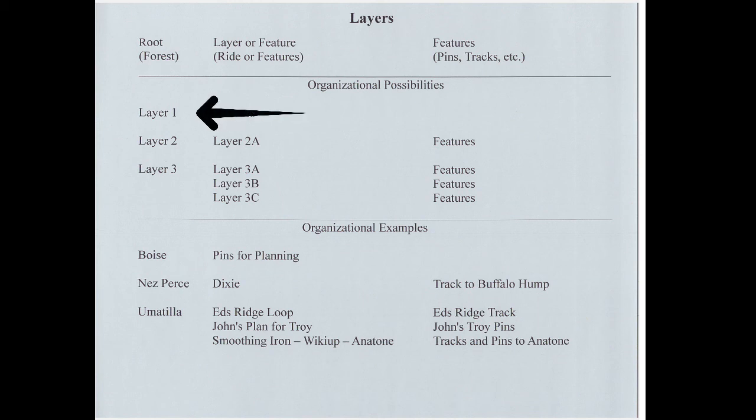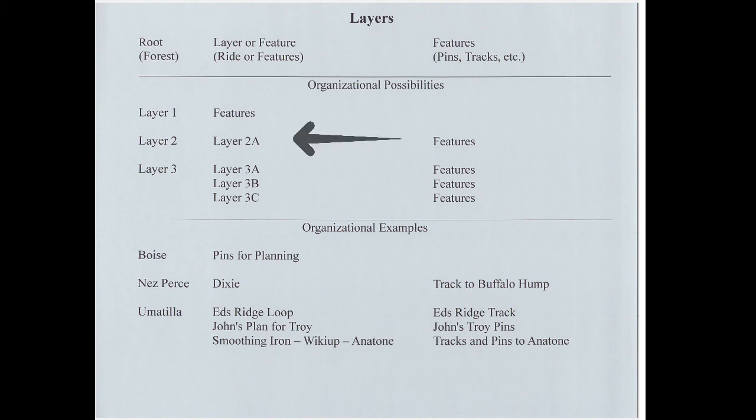You can see for layer 1, if you read to the right, under layer 1, we can just have features. You can have a layer, and all that layer will have in it will be pins, or tracks, or lines, or photos, or any combination of all those things, all under one layer. Now, that's not real good organization for a number of reasons, because you won't be able to tell what area you're in, what day you were riding, you know, what special thing you were doing.